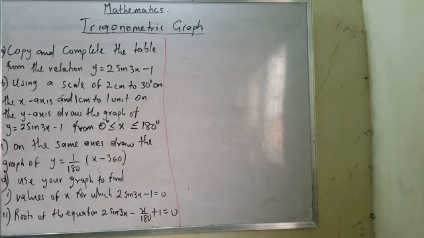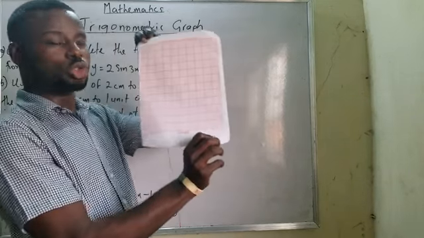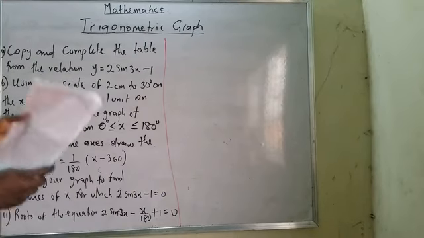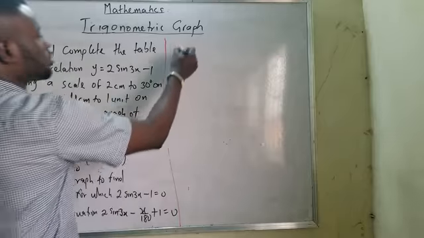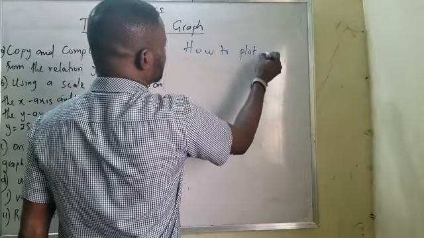Now look at how it is. Everything you are to do must be on the graph book. We all know what a graph book is. This is a graph book, and everything you are to do must be here. How do I make use of it? How to plot a graph. Before I relate it to this question, listen to me on how to plot a graph.